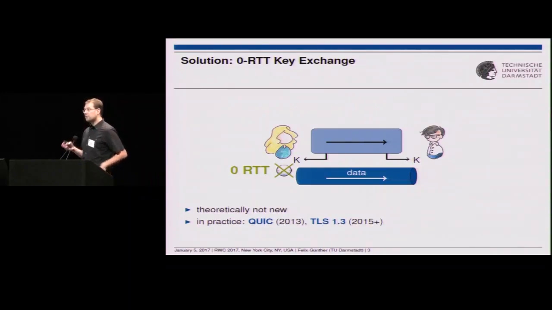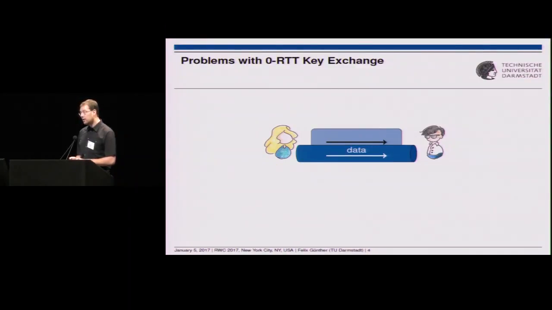Now, zero round-trip time key exchange is theoretically not a new concept, but has gained quite some practical attention over the last years for being an explicit goal in Google's QUIC protocol, as well as in the upcoming TLS version 1.3. There are, however, two main security drawbacks with zero round-trip time key exchange. They both stem from the fact that the server cannot actively contribute to that exchange.